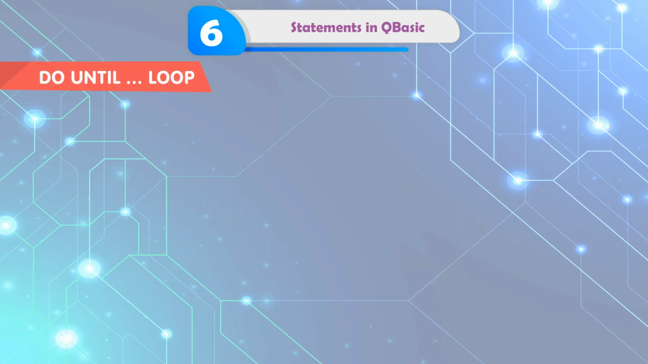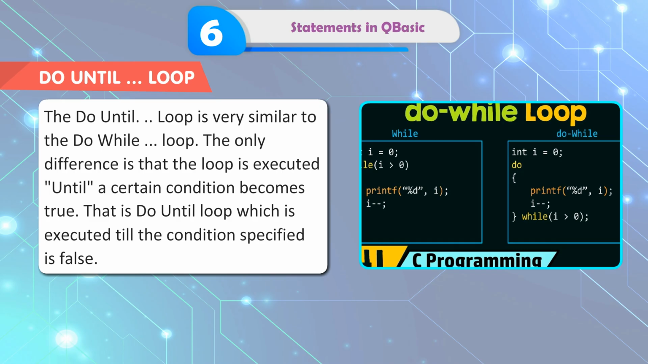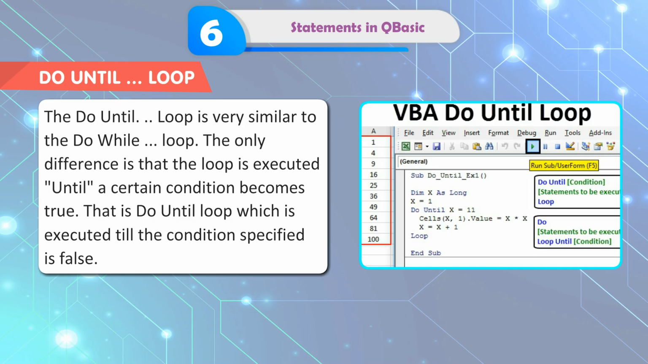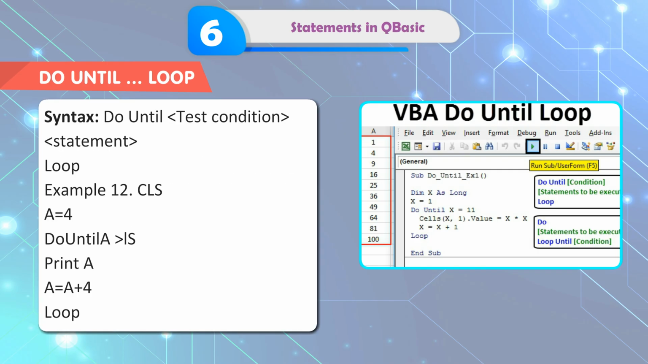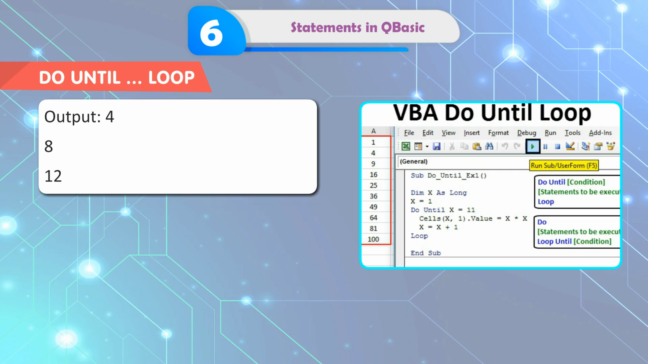Do Until Loop. The Do Until loop is very similar to the Do While loop. The only difference is that the loop is executed until a certain condition becomes true. That is, the Do Until loop is executed till the condition specified is false. Syntax: DO UNTIL test condition, statement, LOOP. Example: CLS, A = 4, DO UNTIL A > 15, PRINT A, A = A + 4, LOOP. Output: 4, 8, 12.